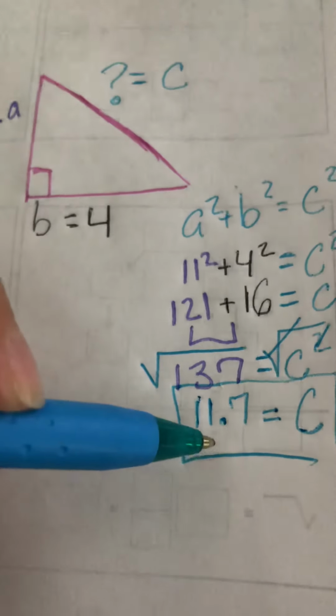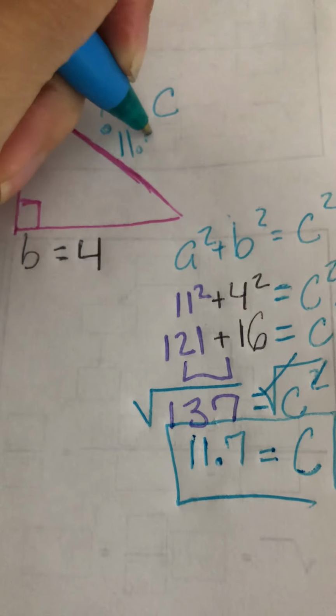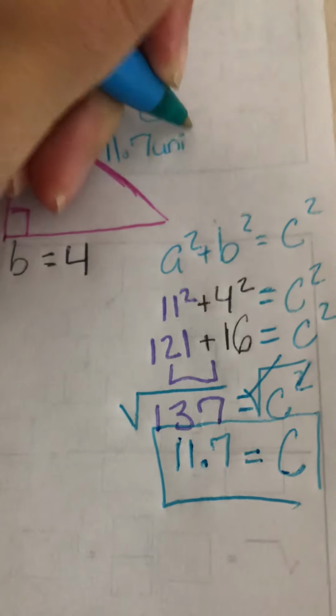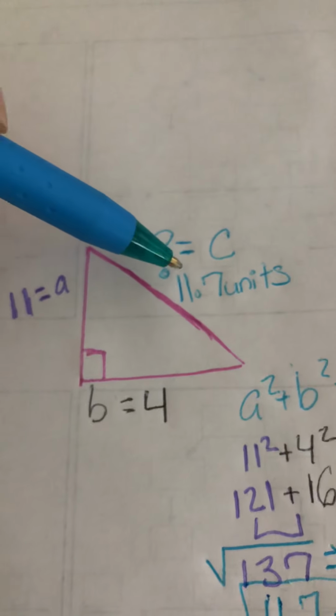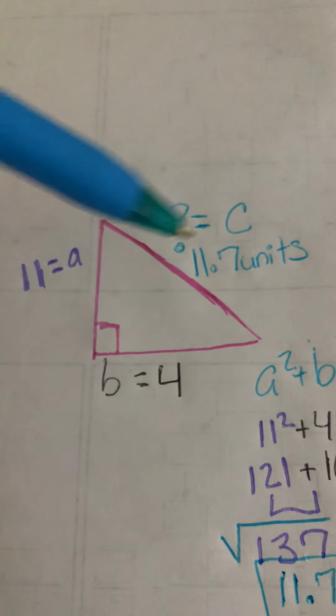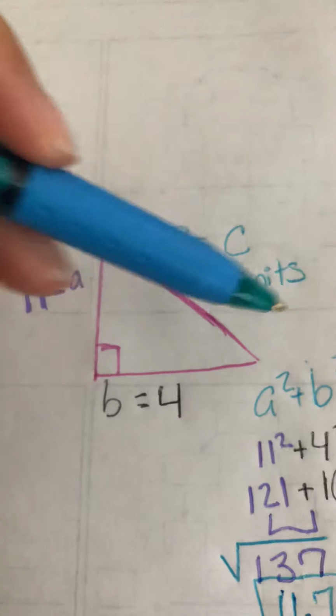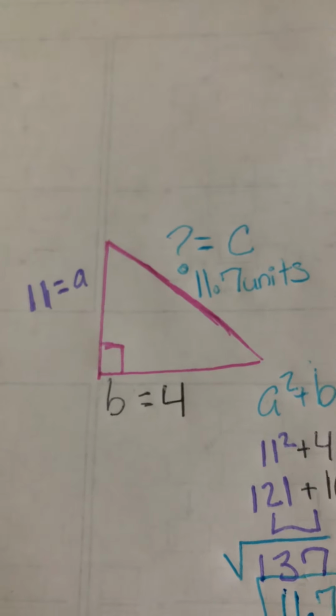The length of my hypotenuse is 11.7 units. Remember, this number is the biggest because the hypotenuse will always be your longest side. So if this number is not bigger than your two legs, then you're doing something wrong.